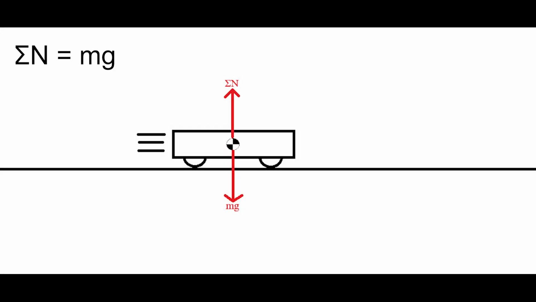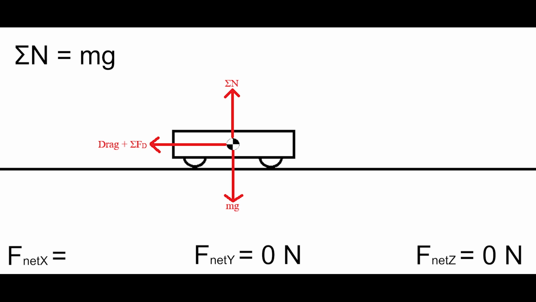Sigma n still equals mg, and the y and z components of the net force acting on the cart remain 0. But the x component is now negative due to the presence of drag and internal friction from bearings and axles. If the magnitude of the combined drag and internal friction forces is given by a variable k, then the net force acting on the cart is as follows.